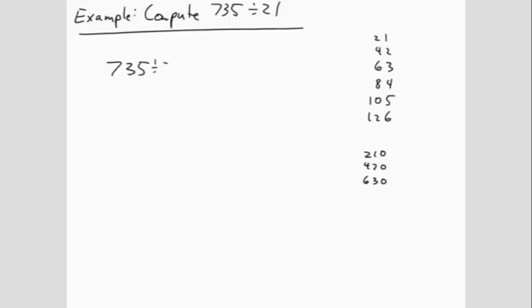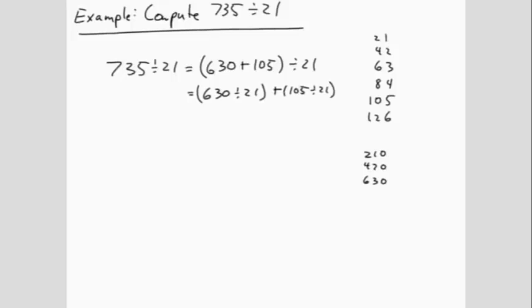735 divided by 21 is equal to 630 plus 735 minus 630 is 105, so plus 105 divided by 21. That's 630 divided by 21 plus 105 divided by 21. 630 divided by 21 is 30, plus 105 divided by 21. If we look at the multiples we wrote down, we can see it's 5, so 30 plus 5. Final answer is 35.